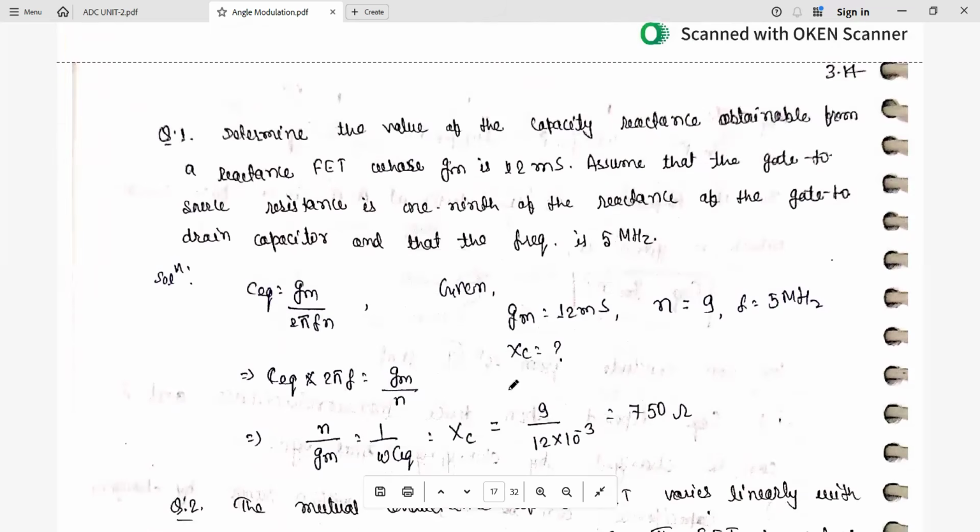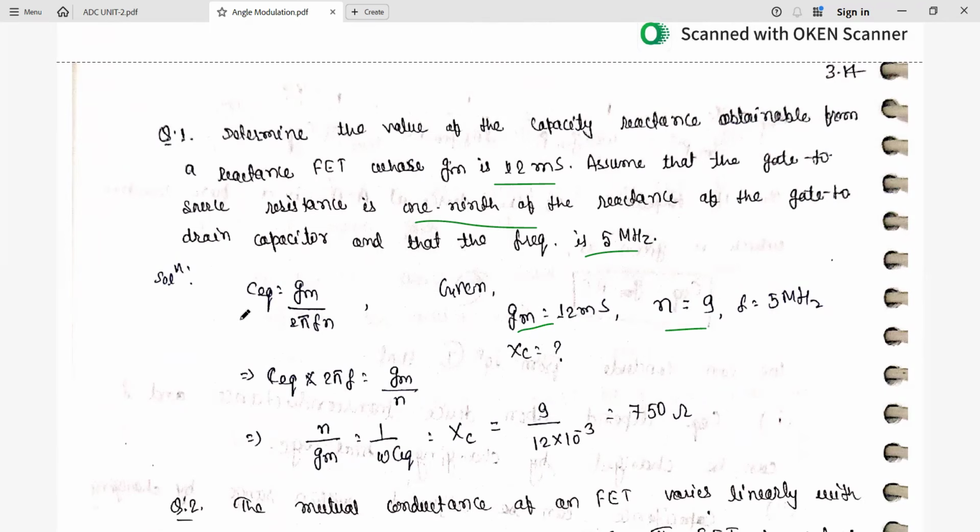Now some numericals we can also see, sometimes they used to ask. Here they are asking: determine the value of the capacitive reactance obtained from a reactance FET whose Gm is 12 millisiemens. Assume that the gate to source resistance is 1/9 of the reactance of the gate to drain capacitor. The frequency is 5 megahertz. So what is given here? Transconductance is given as 12 millisiemens. That is 1 by 1/9, so N is 9, and F is given as 5 megahertz.